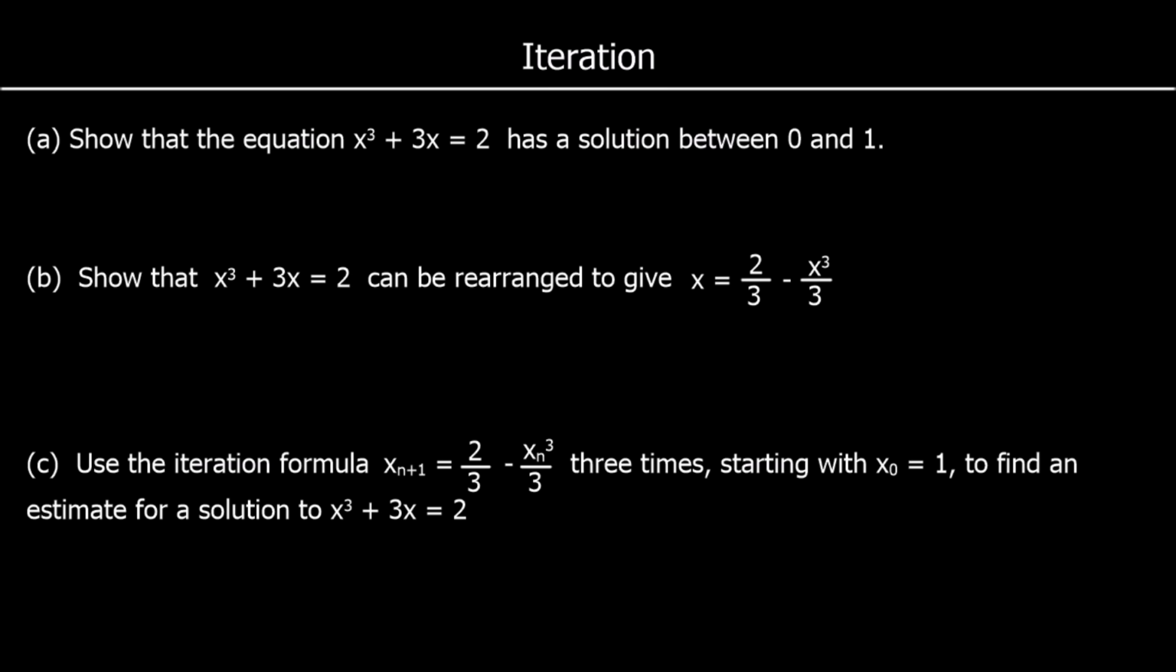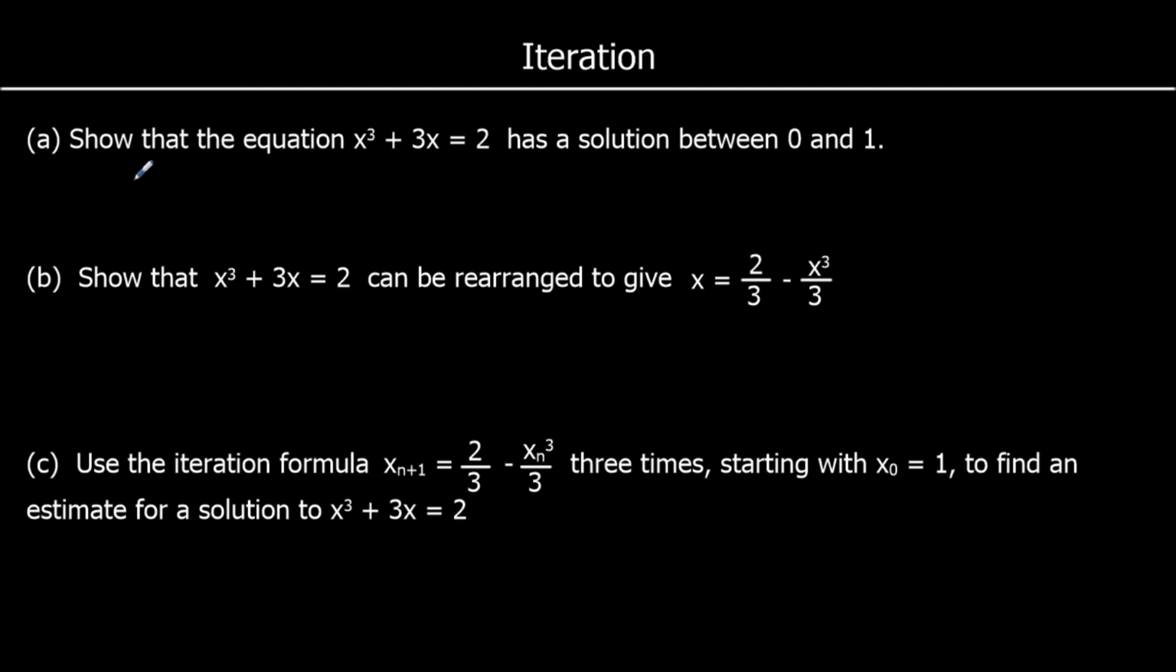And to finish up, we've got one more question. So pause the video and give this one a go. Part A, show that the equation x cubed plus 3x equals 2 has a solution between 0 and 1. So if we substitute in 0 and 1, one will be too big and one will be too small. So one will be higher than 2 and one will be lower than 2. If you wanted to make it equal to 0 first, so take 2 away from both sides, then one answer will be positive and one will be negative. It doesn't matter which one you do.